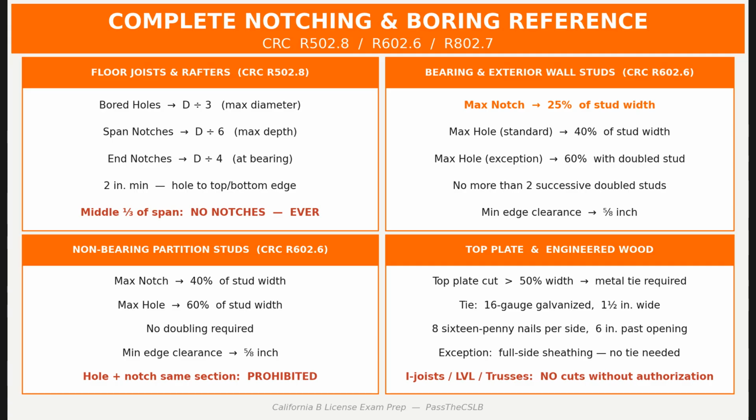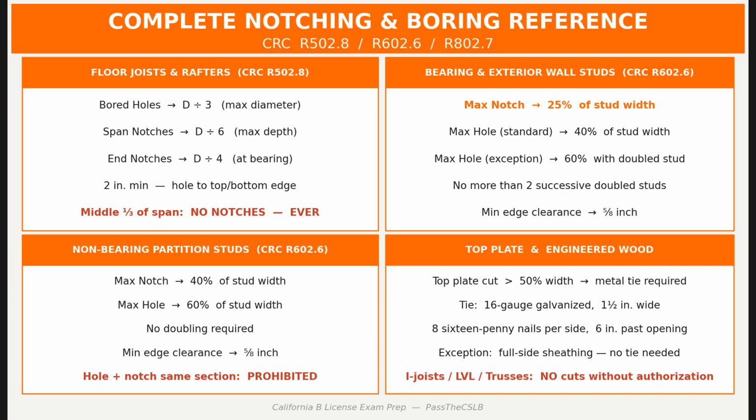Floor joists and rafters. 1/3 of actual depth for bored holes. 1/6 for span notches in the outer thirds. 1/4 for end notches at the bearing point. 2 inches minimum clearance from any hole to the top or bottom edge of the member. 0 notches in the middle 1/3 of the span. No exceptions, no fractions, no conditions.